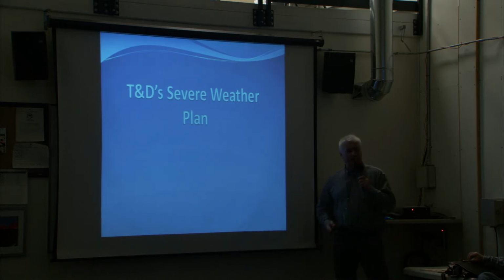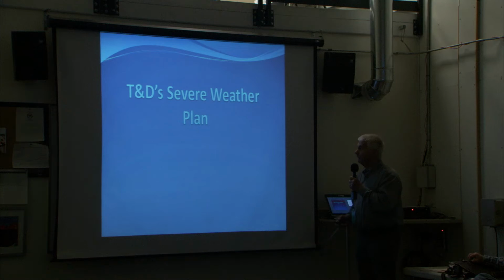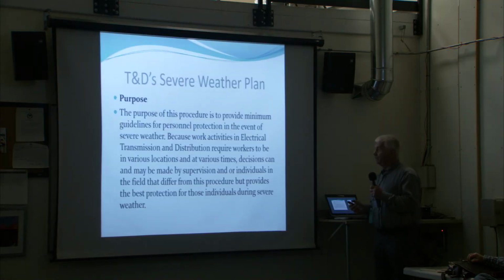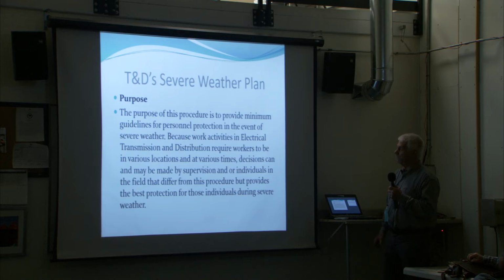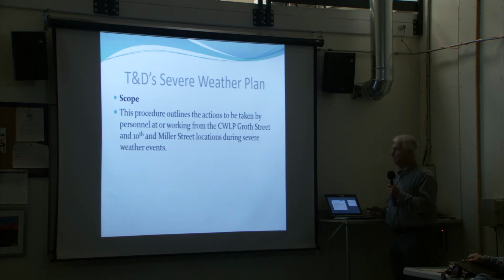Well, we're supposed to have some bad weather today, so I guess it's timely that I'm going to talk about the T&D severe weather plan. The purpose of the procedure is to provide minimum guidelines for personnel protection in the event of severe weather. Because work activities in electrical transmission and distribution require workers to be in various locations and at various times, decisions can and may be made by supervision or individuals in the field that differ from the procedure but provide the best protection for those individuals during severe weather.